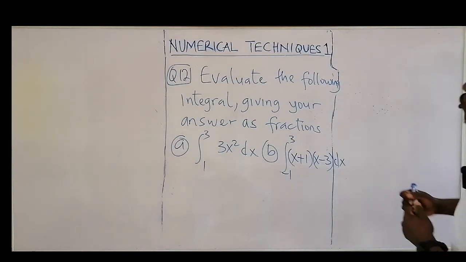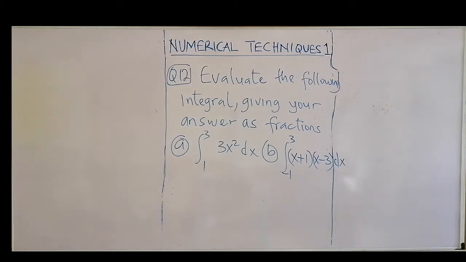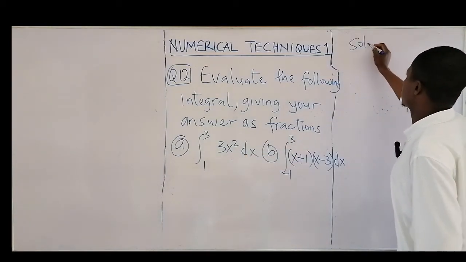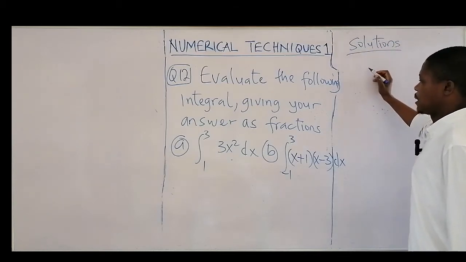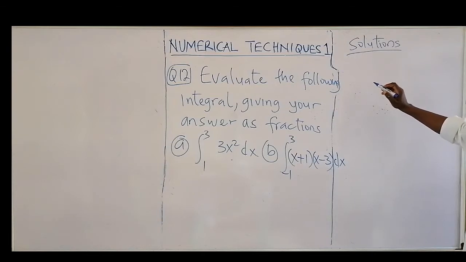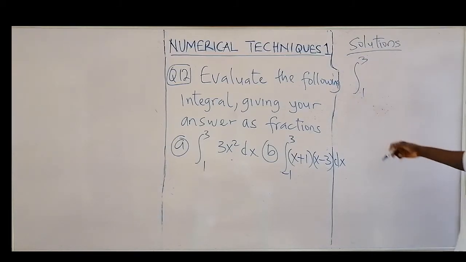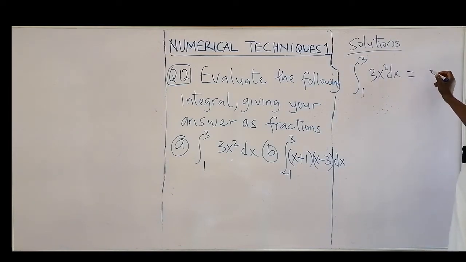Question 12. Evaluate the following integral, giving your answer as fraction. The first one, we have this one. So let's do the solution to that. Don't forget, this is a definite integral. It has the upper and the lower boundary. So 3x squared dx, that will be equal to what?